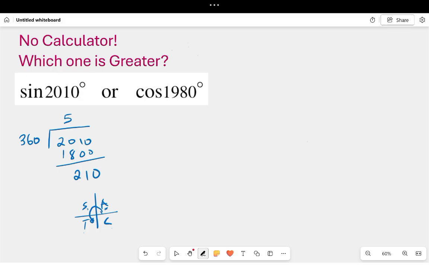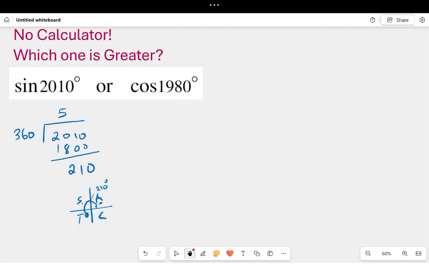If we are to measure 210 degrees, 210 degrees has gone past the second quadrant by how many degrees? It is simply by 30 degrees. So we calculate this by 210 minus 180, which equals 30 degrees. And then we therefore need to find out what is sine 30. What will be sine 30?